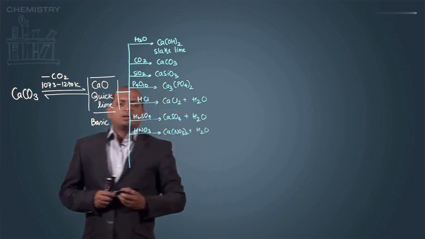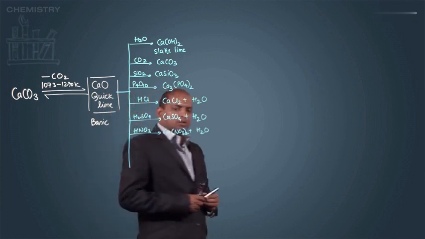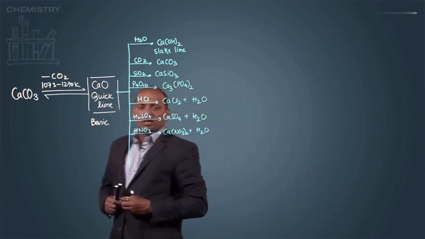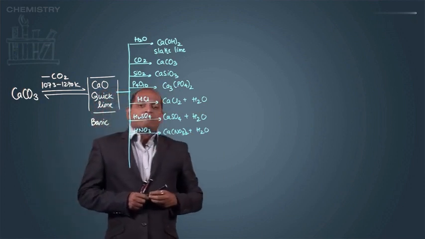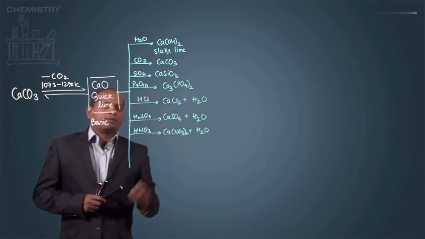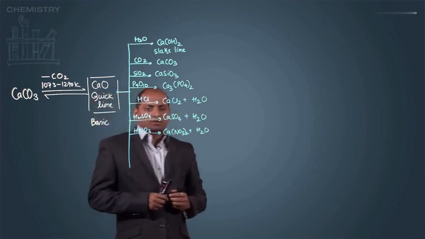So quicklime is actually used for various purposes. It is one of the main ingredients in the preparation of slaked lime. At the same time, it is used for the preparation of various types of different salts.